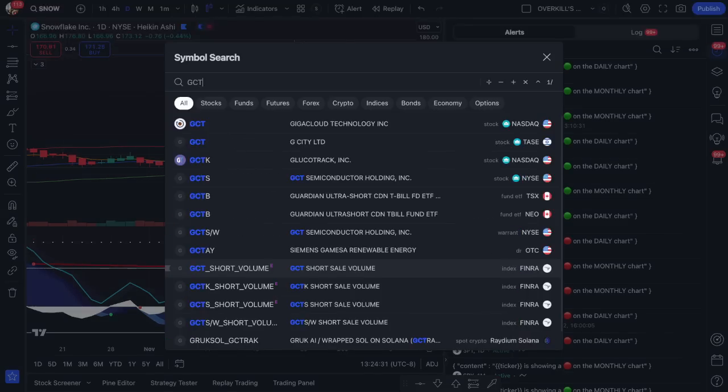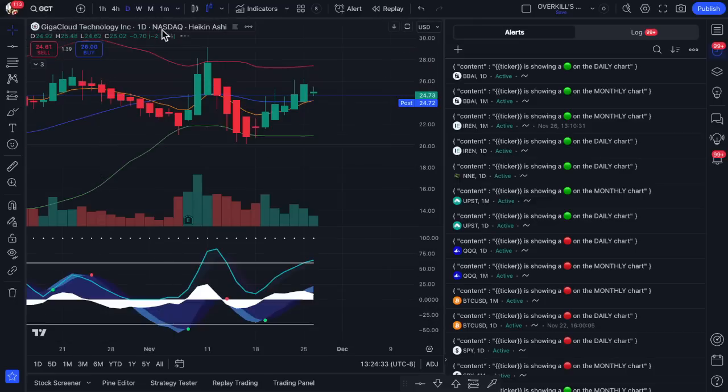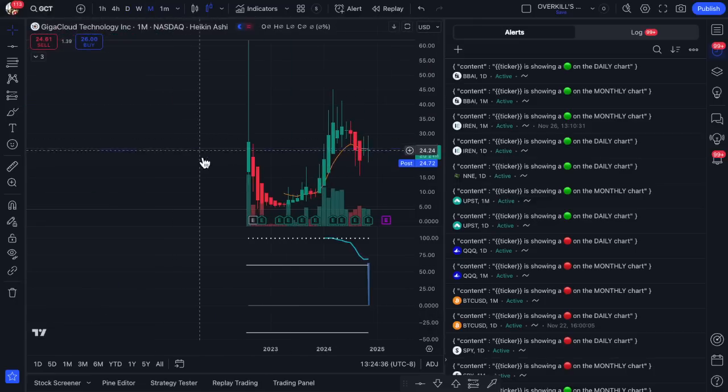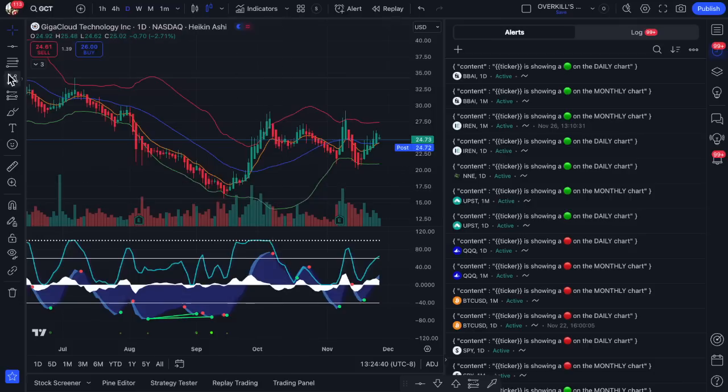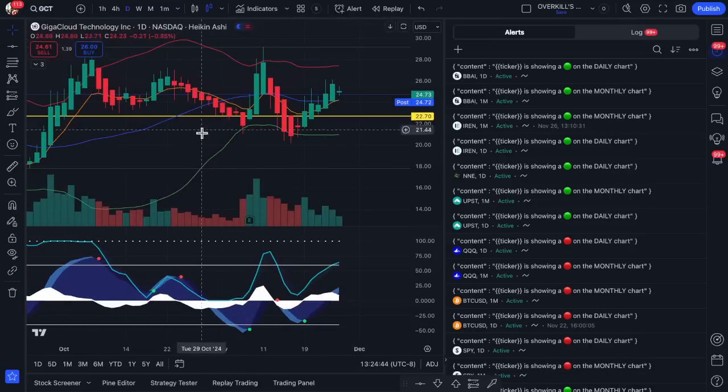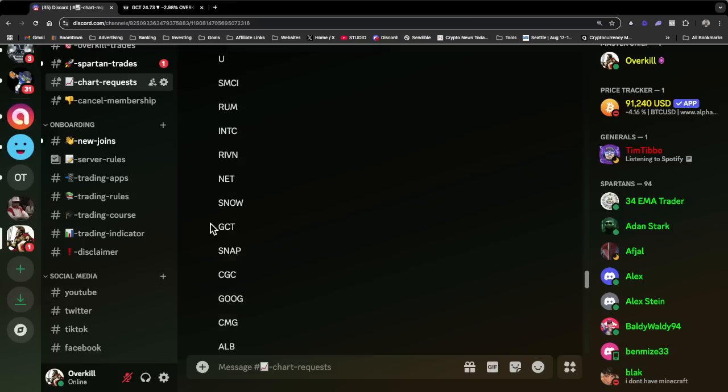GCT, Giga Cloud. Not sure what this name is, but I would use a stop loss at 22.70. Okay, it's just kind of inching its way up.